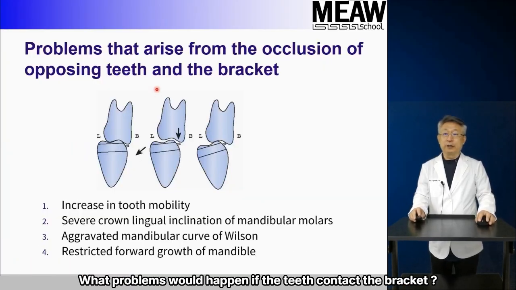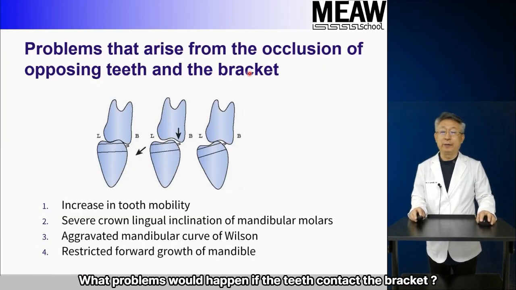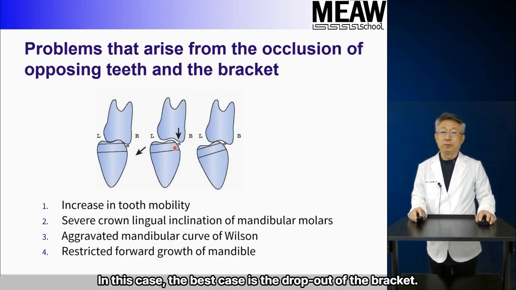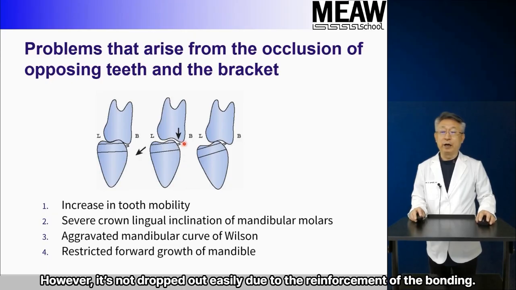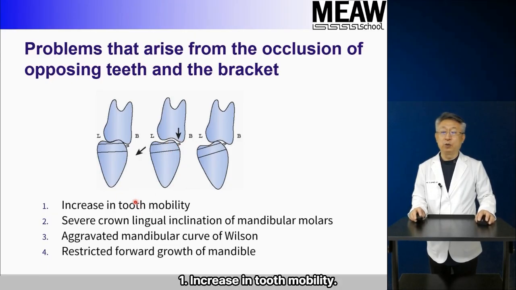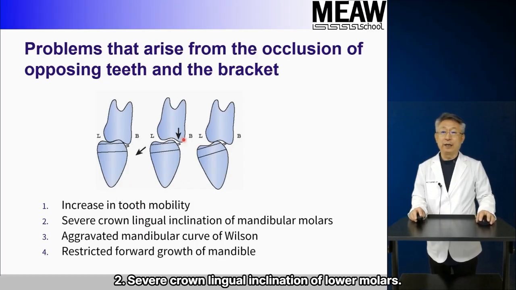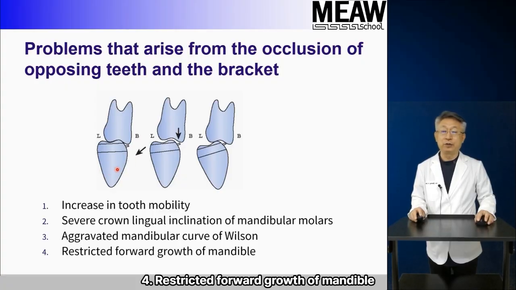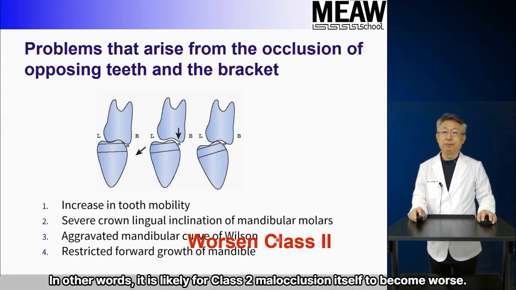What problems would happen if the teeth contact the bracket? In this case, the best case is the dropout of the bracket. However, it's not dropped out easily due to the reinforcement of the bonding. 1. Increase in tooth mobility. 2. Severe crown lingual inclination of lower molars. 3. Aggravated mandibular curve of Wilson. 4. Restricted forward growth of the mandible. In other words, it is likely for Class 2 malocclusion itself to become worse.